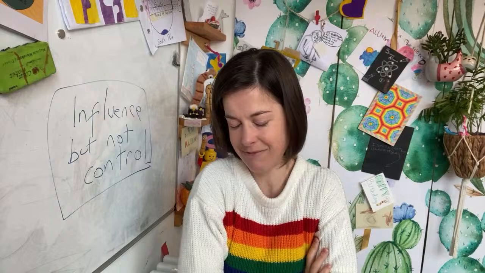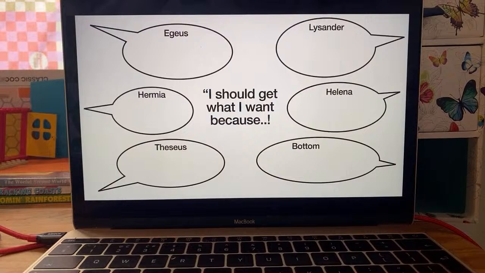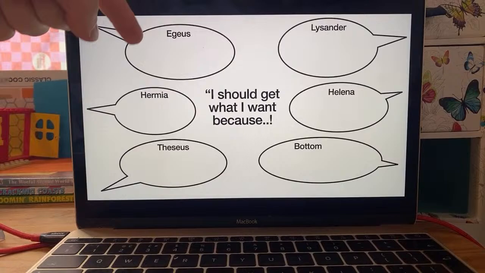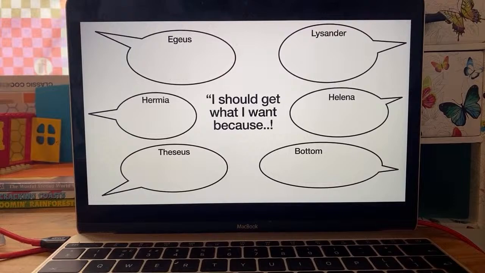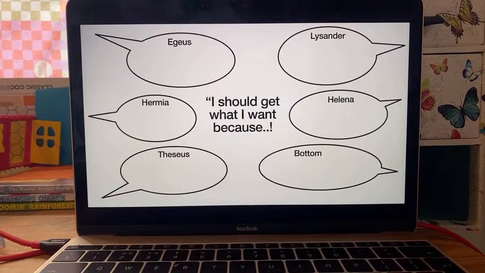Honestly, you lot. And I put this in the worksheet. I'm not actually going to do this with you, but I think this is an interesting one. I think I mentioned briefly how they've all got reasons why they should get what they want. Aegeus thinks that he should get what he wants because why? Hermia, Theseus, Bottom, Lysander, Helena, they've all almost got a speech which basically says, it's really annoying that I'm not getting what I want because I should, because maybe I've got lots of money, or just I'm a man, or I really love somebody, or blah, blah, blah.